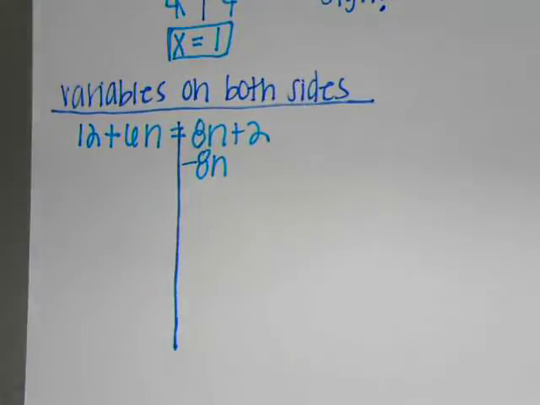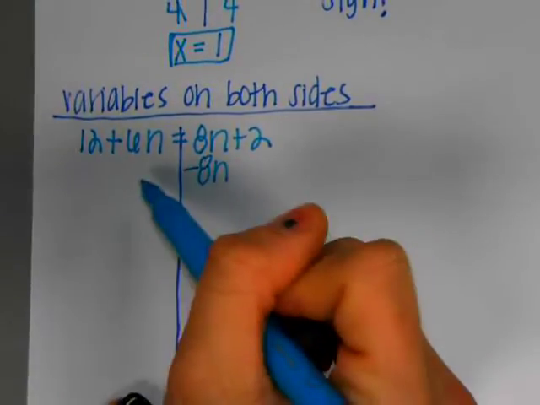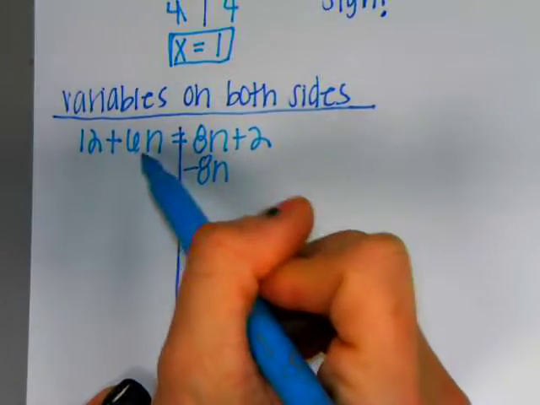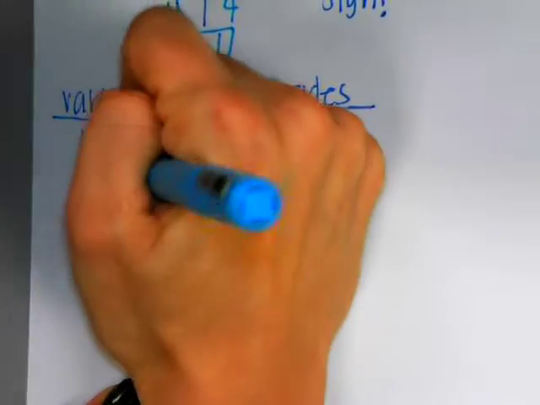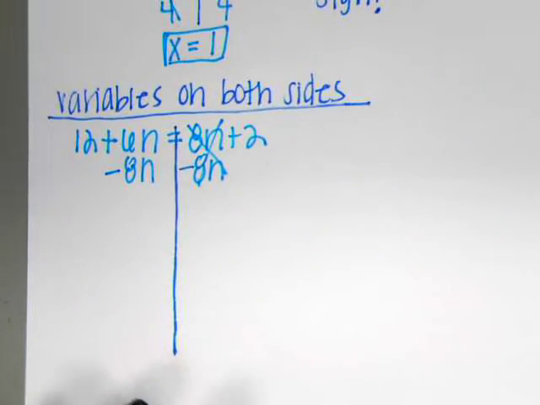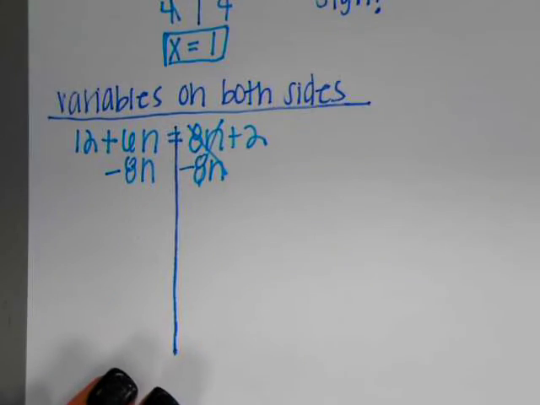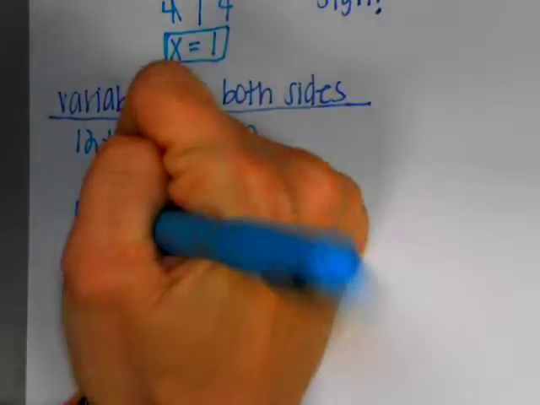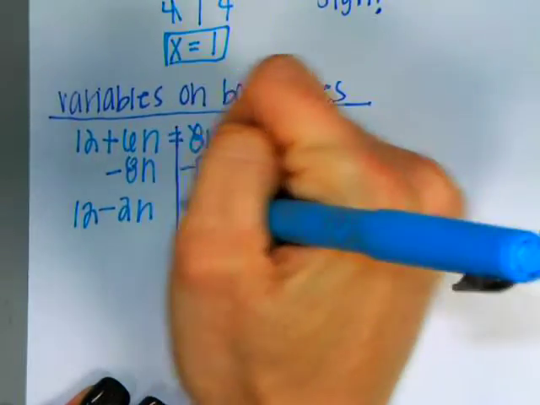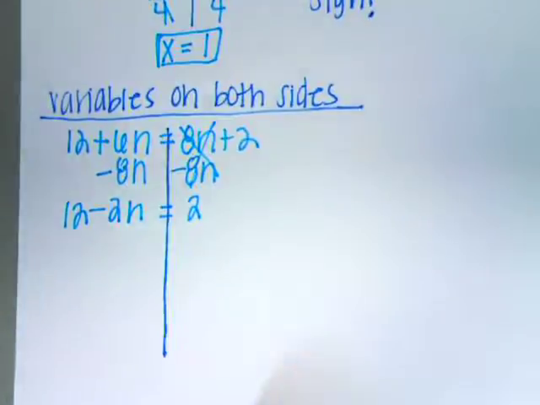And then when you do it on the other side of the equal sign, you're going to want to do it to whichever one the like term is. So would the 8n go with 12 or 6n? 6n. Yep, so we minus 8n. And then that's going to cancel out right there. So bring down your 12. And then what's 6n minus 8n? Yep, negative 2n. And bring down the 2.